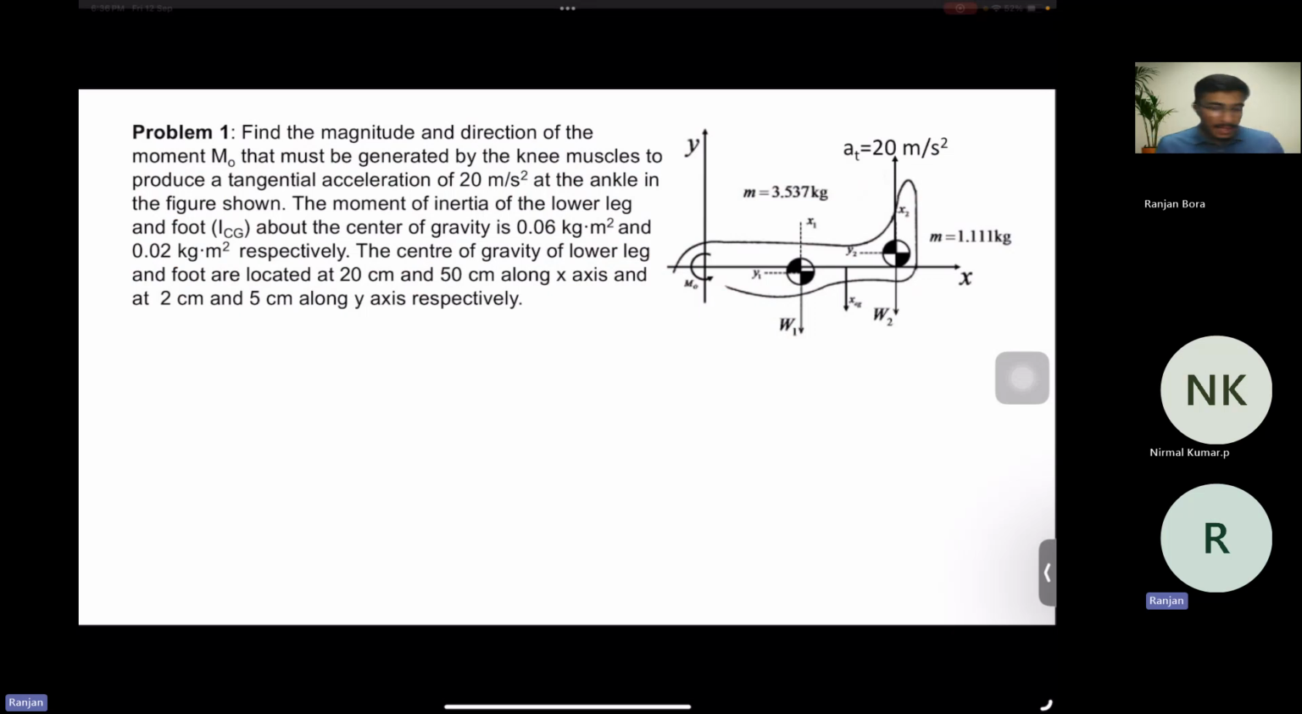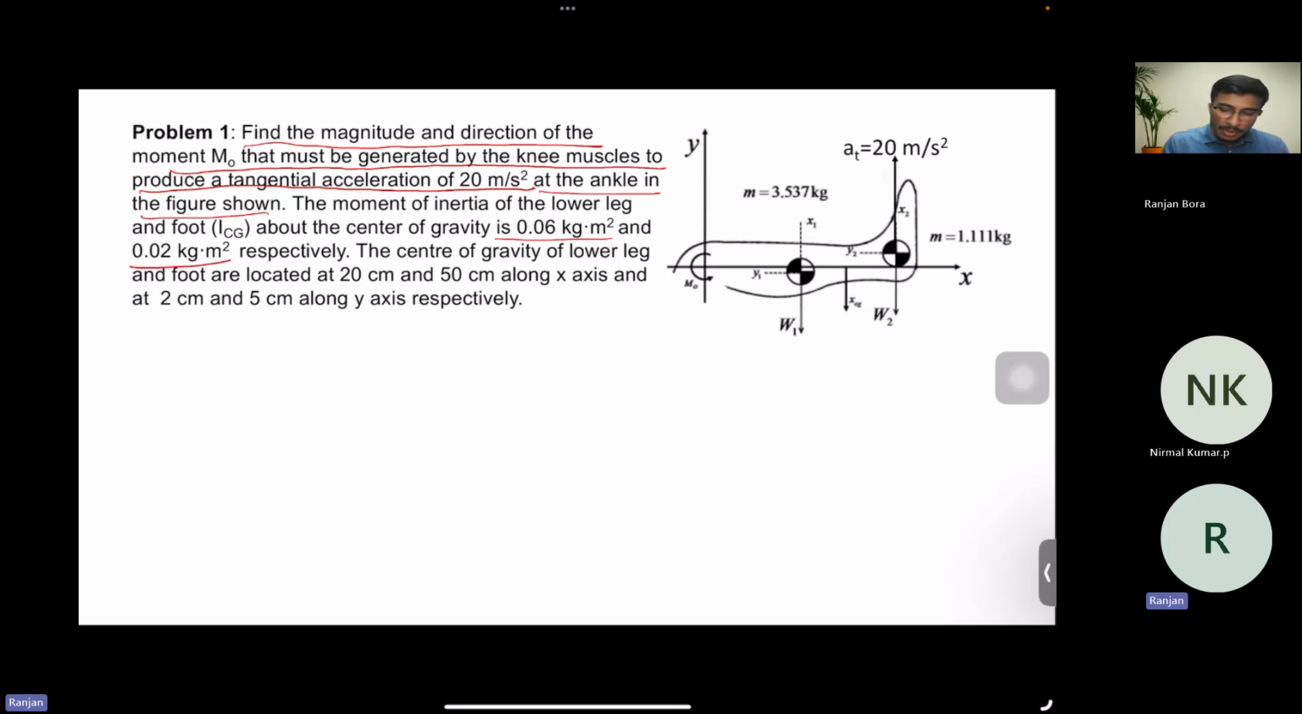So the question you can read here. We need to find the magnitude and direction of the moment m naught that must be generated by the knee muscles to produce a tangential acceleration of 20 meter per second square at the ankle in the figure shown, and the moment of inertia of the lower leg and foot about the center of gravity is given as 0.06 kg meter square and 0.02.